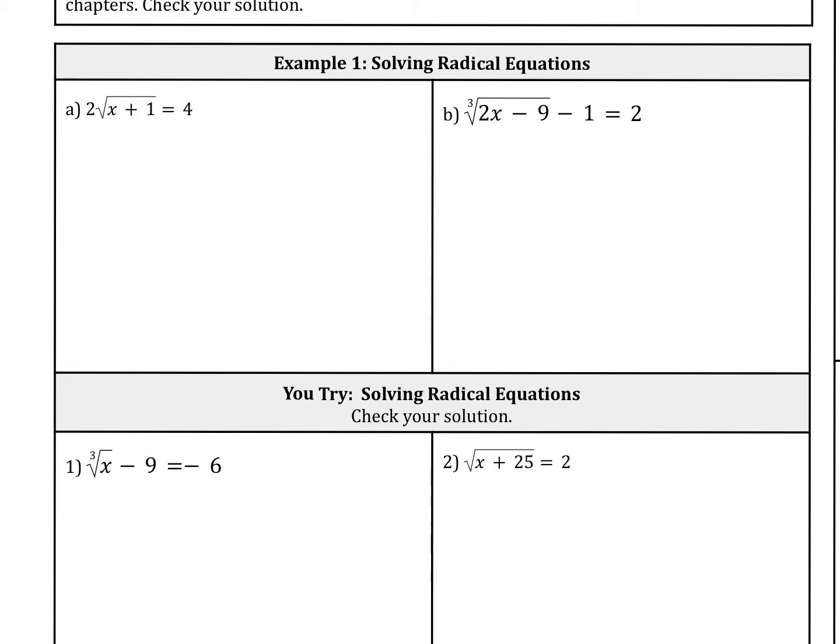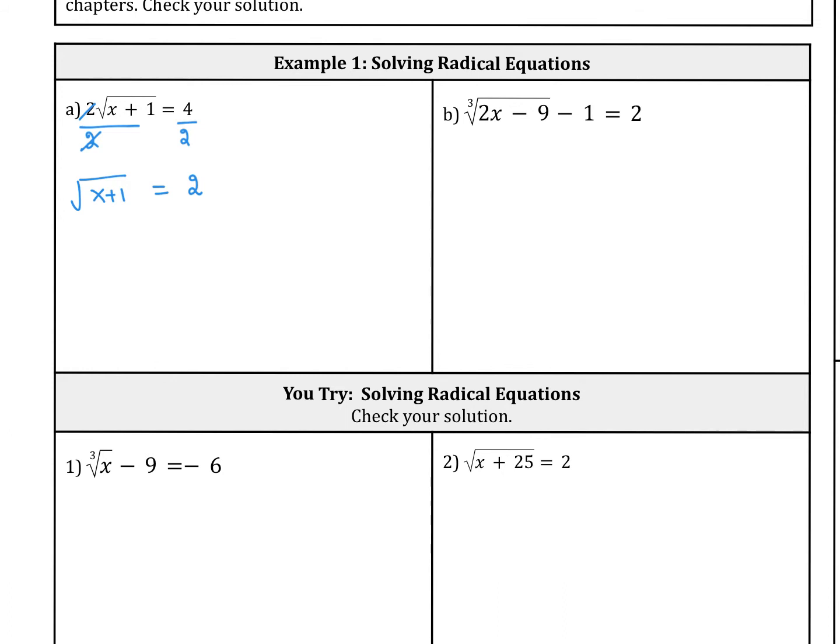First thing, we are going to remove the 2. So 2 should be divided on both sides. Divide by 2 on both sides. So 2 and 2 cancel. What you get here is square root of x plus 1 equals 2.